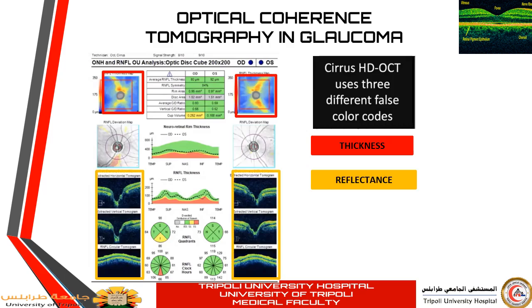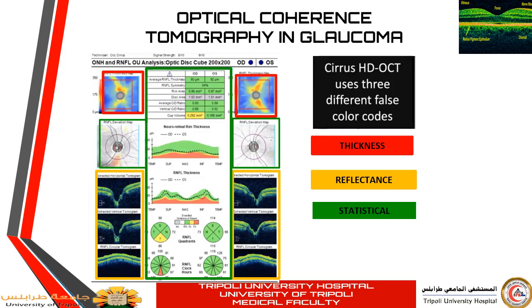The other color code is the yellow or the orange one, which is called the reflectance color code, which indicates whether the structure is hyporeflective or hyperreflective. This is called the reflectance code. The last one is the statistical color code, which indicates the deviation of the data as compared to the normative data. So here the main color is green.